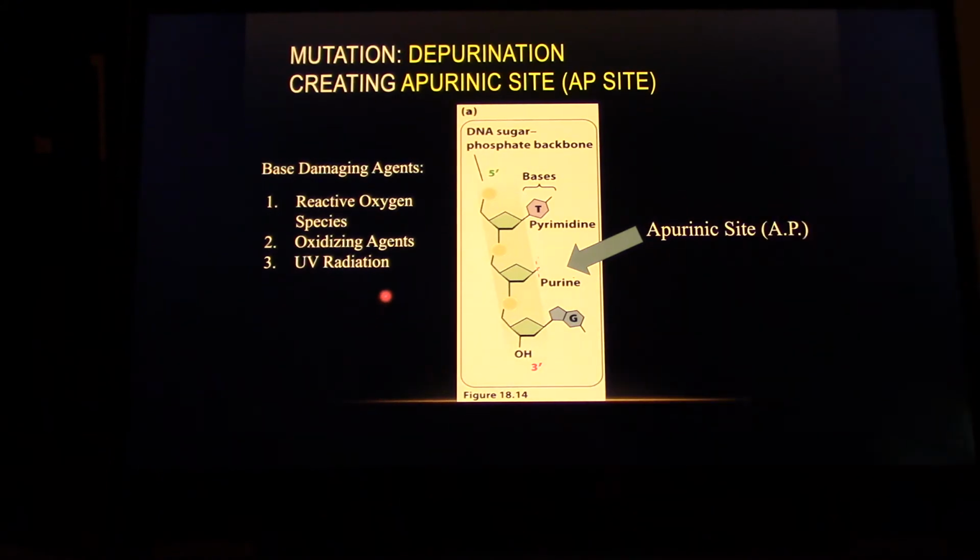UV radiation, of course, which we've already talked about. So we could get a bit of damaged base, and instead of being able to break the covalent bond apart, we just remove the base. So that's the first step when we do base excision repair. We're excising, or removing, the base.